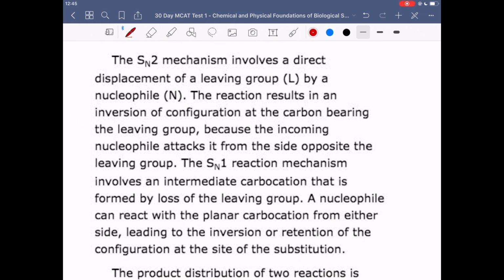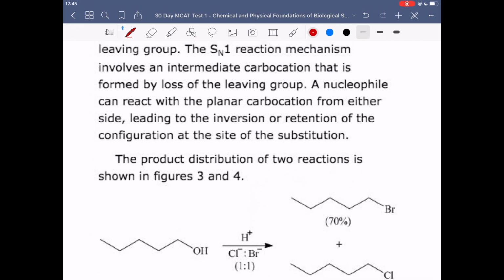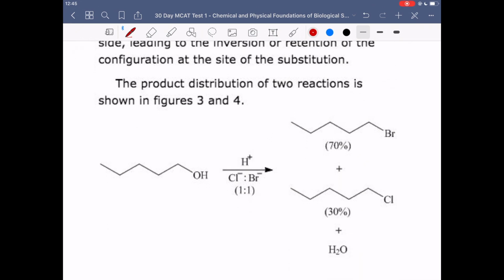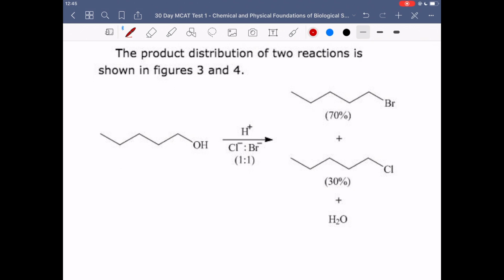The SN2 mechanism involves a direct displacement of a leaving group by a nucleophile. The reaction results in an inversion of configuration at the carbon bearing the leaving group because the incoming nucleophile attacks it from the side opposite the leaving group. The SN1 reaction mechanism involves an intermediate carbocation that is formed by loss of the leaving group. The nucleophile can react with the planar carbocation from either side, leading to the inversion or retention of the configuration at the site of the substitution. The product distribution of two reactions is shown in figure 3 and 4.